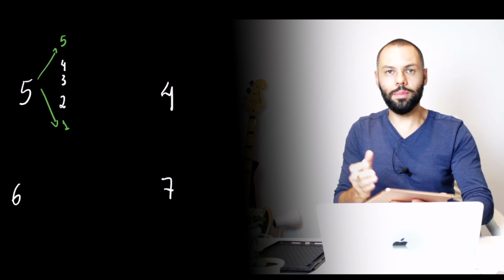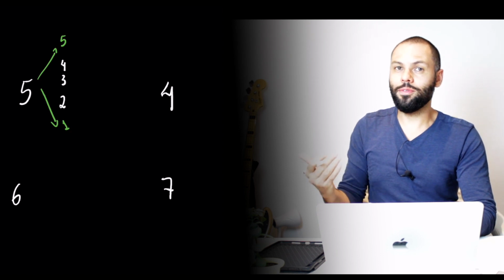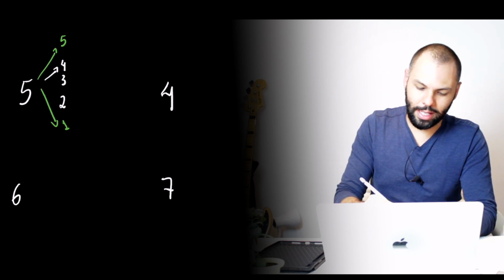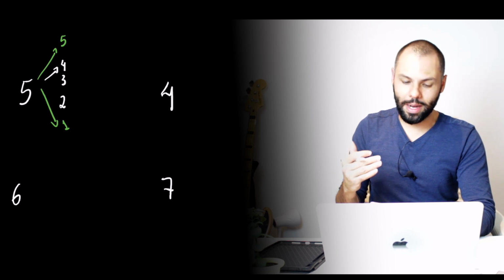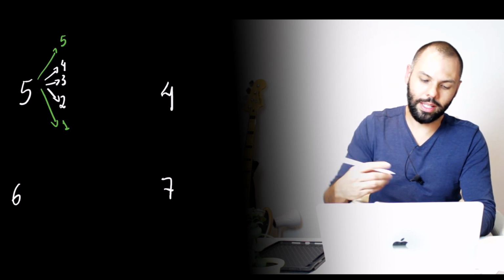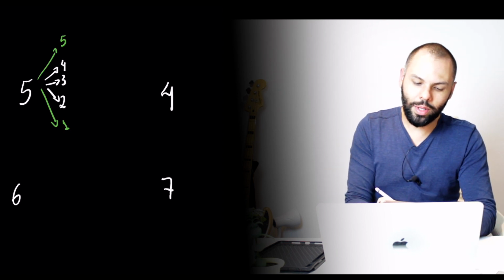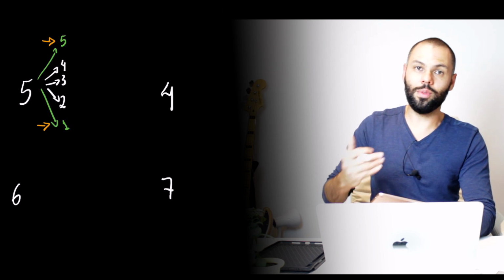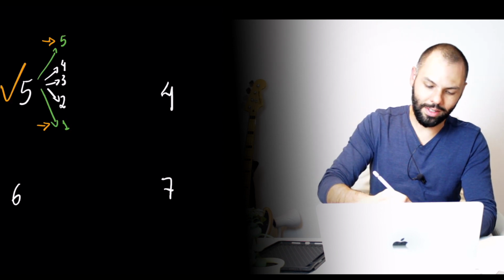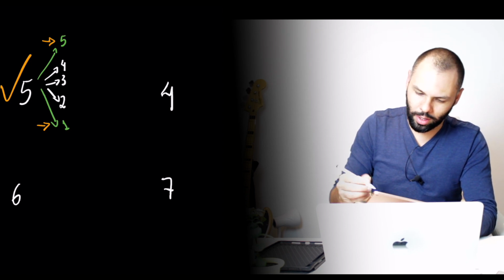So we have all of the numbers between 5 and 1. Can 5 be divided by 4? No, it can't. 5 divided by 3? No, it can't. By 2? It can't. So that's it. Because we have only 2 numbers, the number itself and 1, this number is considered a prime number. So, check. Let's go to the second one, and change the color again.